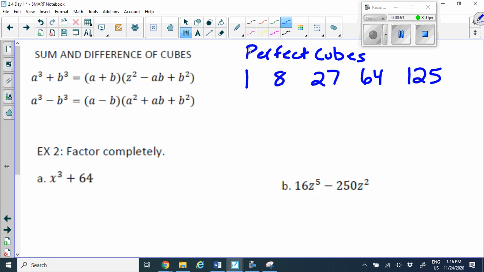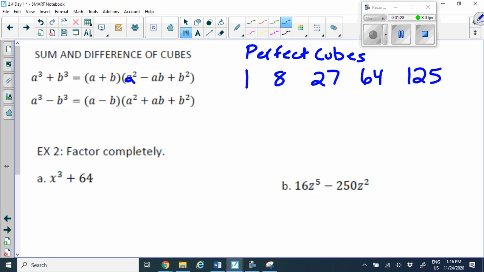Okay, so now let's look at the factoring. This is actually going to be very similar to when we talked about the sum or the difference of squares, but it is going to be a little bit different when we do our factorization. So if we have a cubed plus b cubed, that's going to be a plus b, then a squared minus ab plus b squared. And if we have subtraction, so a difference, that's going to be a minus b, then a squared plus ab plus b squared. So what we're going to do is identify our a and b, and then plug those into these formulas.